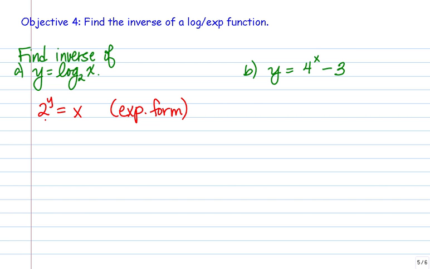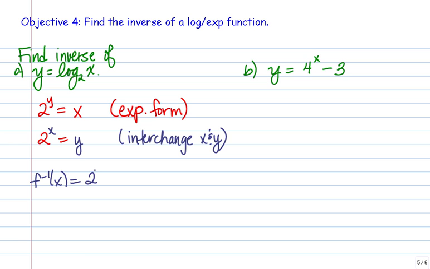Now I've got to interchange my x and y. And now I've got to solve for y. Well, I've actually already solved for y with interchanging, so y is equal to 2 to the x is the inverse of log base 2 of x. So f inverse of x is 2 to the x. So the inverse of a log is an exponential function.